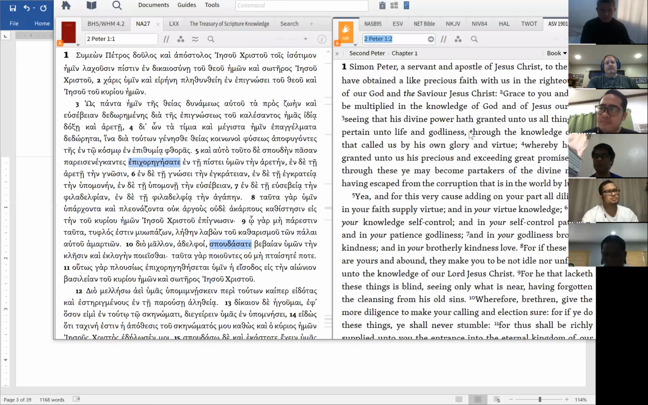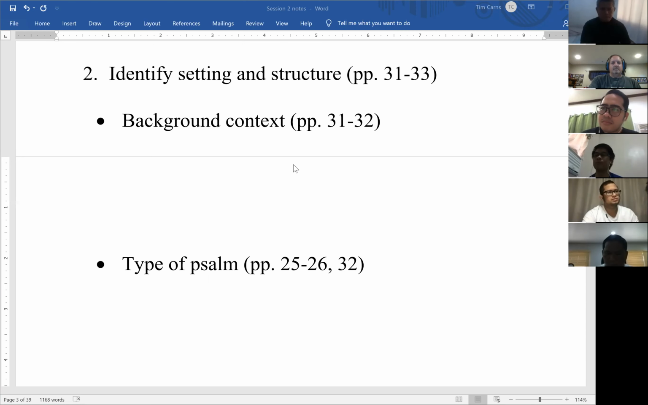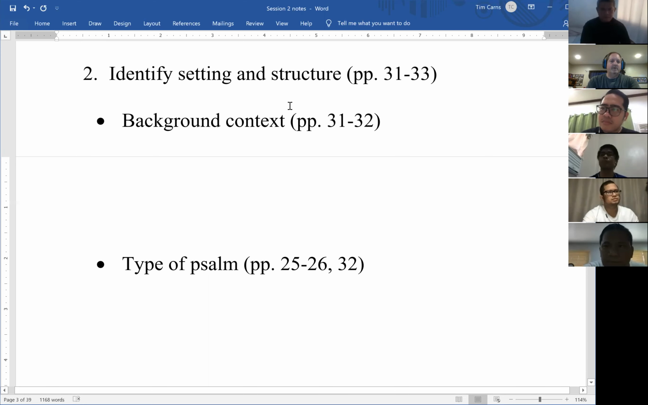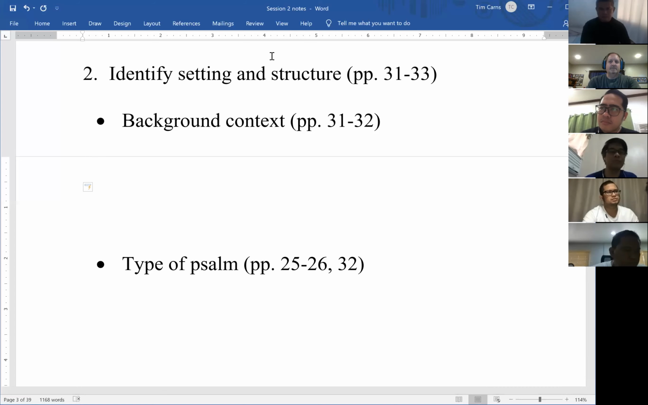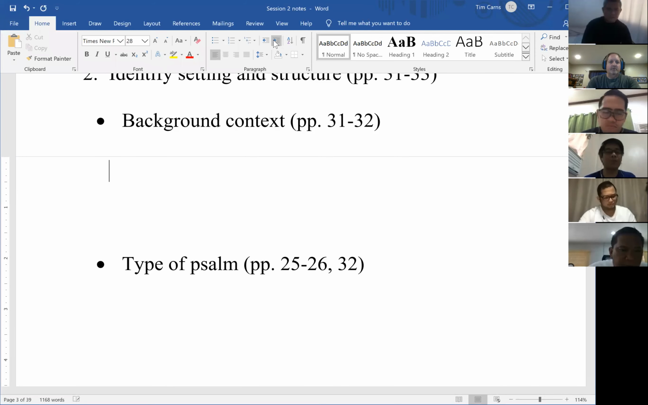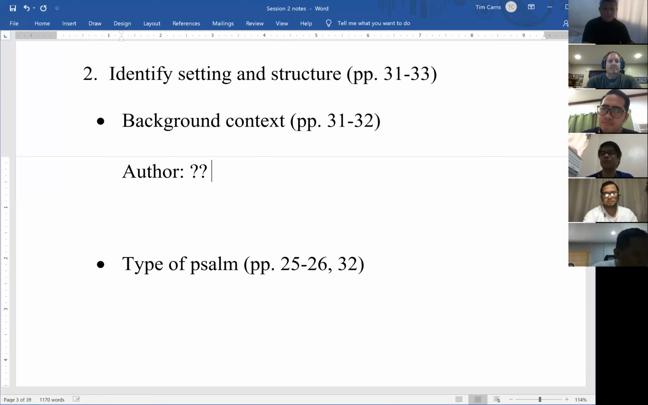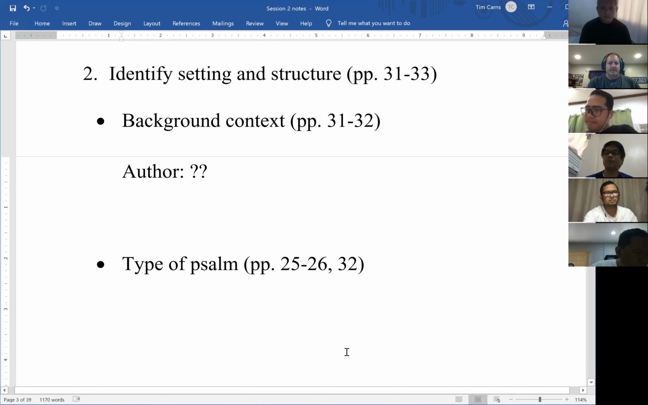Now, the background context. Again, as we talked about, do we know who the author is? Did the psalmist mention that? No, we don't. We weren't given that information in this psalm. There wasn't a title, so the author's unknown. But again, we do know a little bit from the author, from his tone, from this psalm in particular. In fact, why don't we do this? Let's just go back and read the psalm one more time together. I think that would be helpful to do.